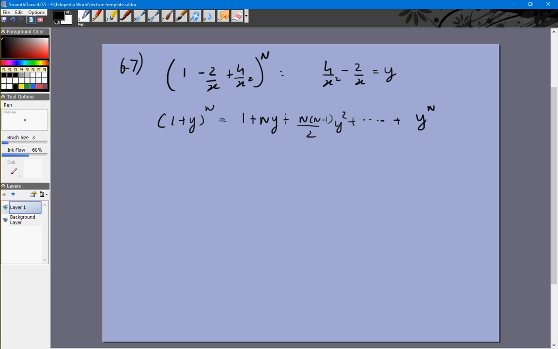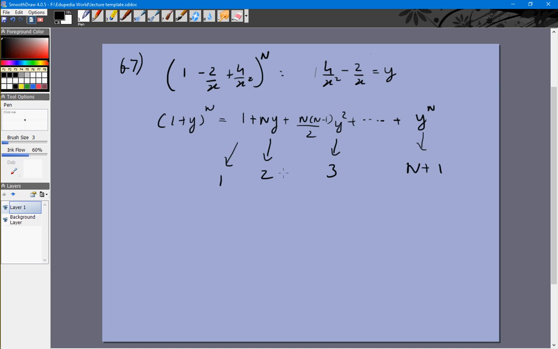Right. Now obviously 1 will just have one term. Y will actually have two terms, 4 by x squared minus 2 by x. Y squared will be 4 by x squared minus 2 by x whole squared. We know that has three terms. Right. In fact, 1 plus y whole to the power n has n plus 1 terms, and so we'll get a total of n plus 1 terms, and the last term will have another n plus 1 terms.